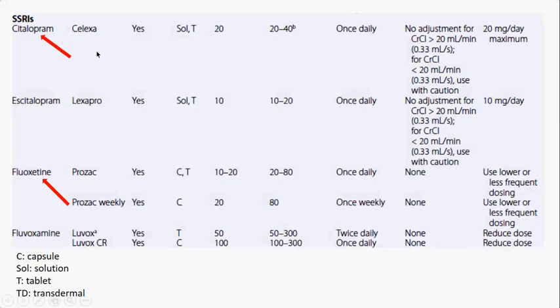Other drugs, for example, we have the class of selective serotonin reuptake inhibitors. It is one of the most important classes used for the treatment of MDD. I chose citalopram as a representative for this group. It is available as a solution and tablet, 20 milligram per day, and should not exceed 40 milligram per day. It's usually given on a once daily basis.